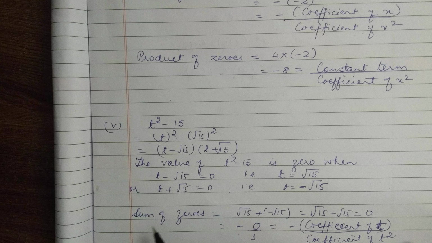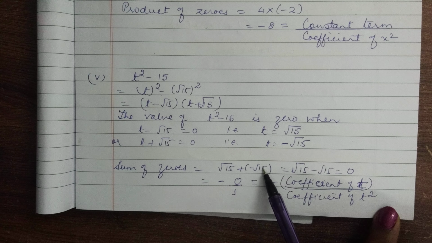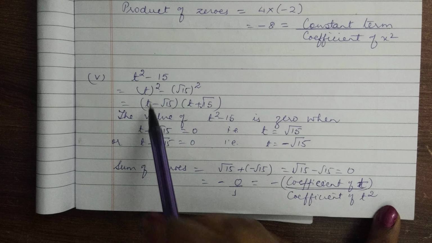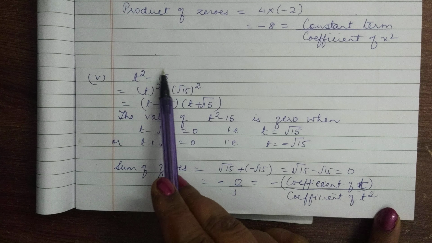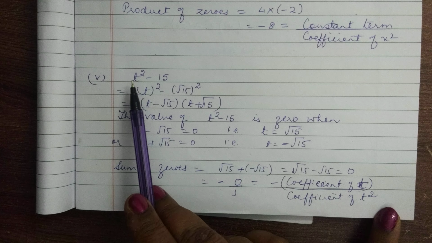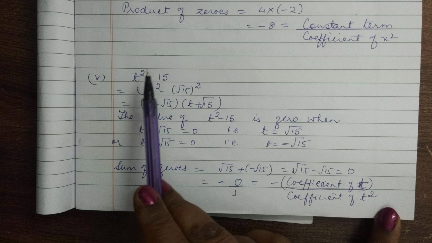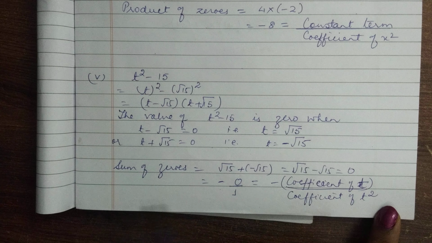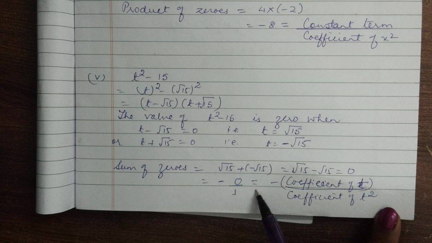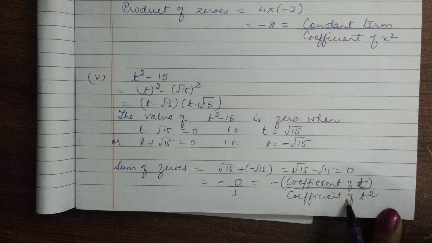So what will be the sum of zeros? Again, we will just add the two zeros which we have found out, that is root 15 minus root 15, that is equal to 0. Now here what do you find? The coefficient of t is 0 because t is not here. What is the standard form in that case? As you all know, ax square plus bx plus c. So here x or t is not present, that means the coefficient is 0. So that is equal to minus of coefficient of t by coefficient of t square.